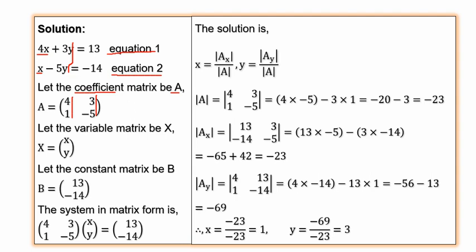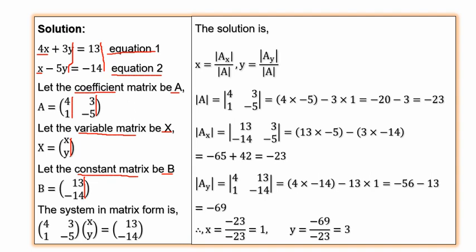The next matrix is the variable matrix denoted by X. That is the variable you want to look for. So you have x and y in column form. The third matrix is the constant matrix denoted by b. That is the right hand side, and that matrix is 13, minus 14 in column view.